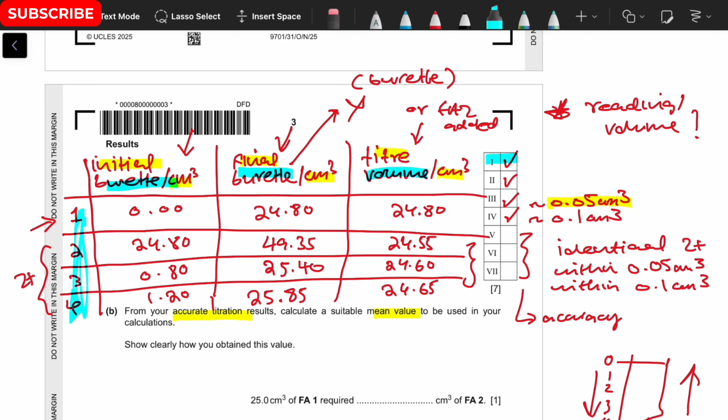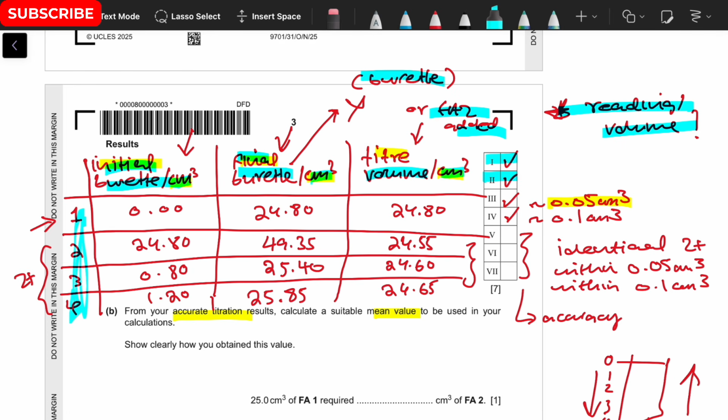For the second mark, you needed to have an initial and a final burette reading. By the way, burette in the mark scheme is in brackets, so you don't get the mark for just saying that. You must say reading or volume. I've only written burette just to save space because I'm doing this on a device. However, in real life on paper, you should be able to fit in all of this together. You also must use the correct units, the centimeters cubed for each. Don't forget to add your units to your columns, and to obviously state the titer volume or FA2 added. If you want to change your wording, that's fine as well.